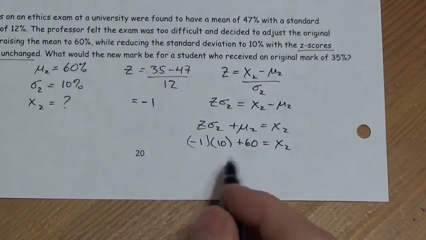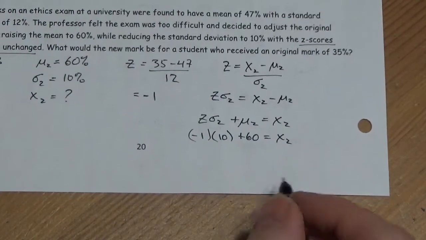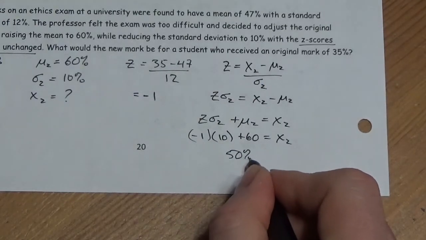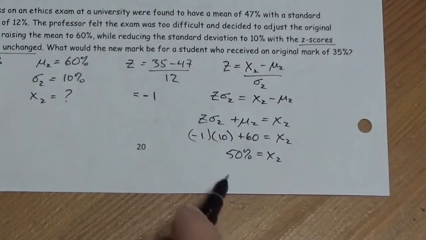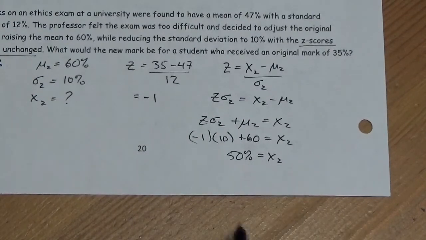So what did this student get here? Well, -1 times 10 is -10 plus 60. That's 50%. So this student goes from getting a 35% on that exam to a 50% on the exam because of this idea of grading on the curve and the fact that their position in the group doesn't change. I hope that makes sense. I hope you're starting to get a bit more of an appreciation of these tools that we're introducing.